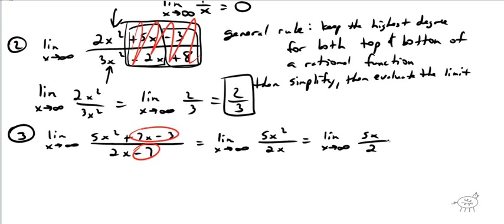And now think about what happens when x gets really, really big. Doesn't the whole thing go to infinity? Yep. Because 5 billion, 5 trillion, 5 quadrillion over 2 is infinity. Okay? All right. That's pretty good.